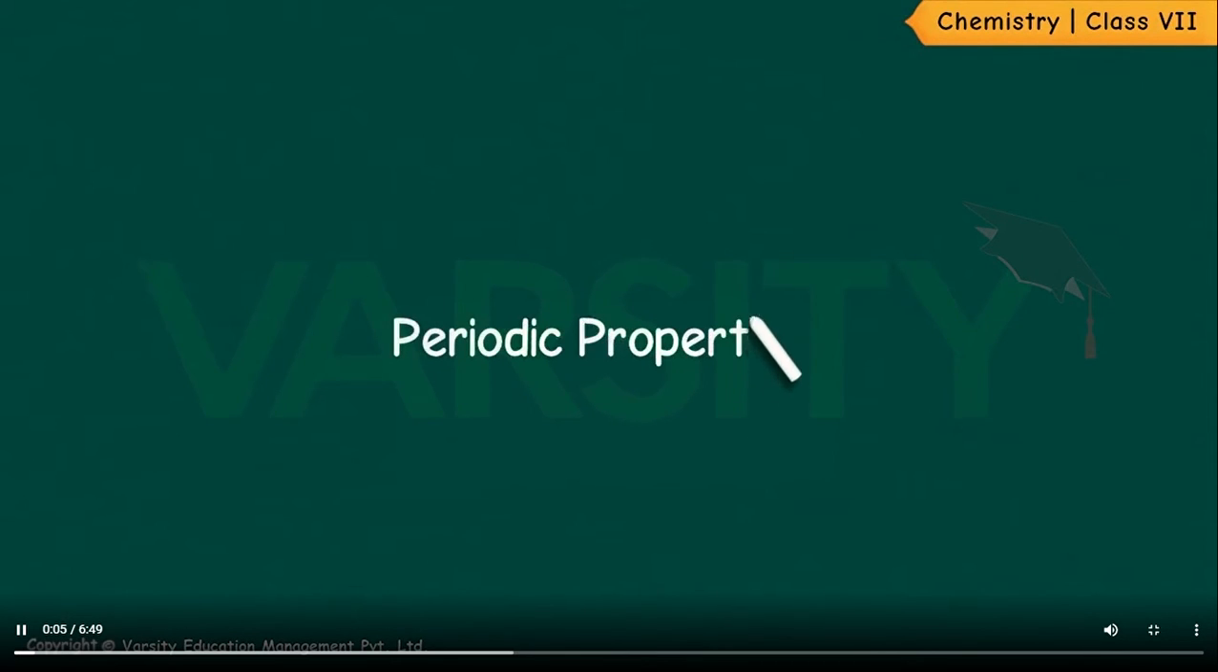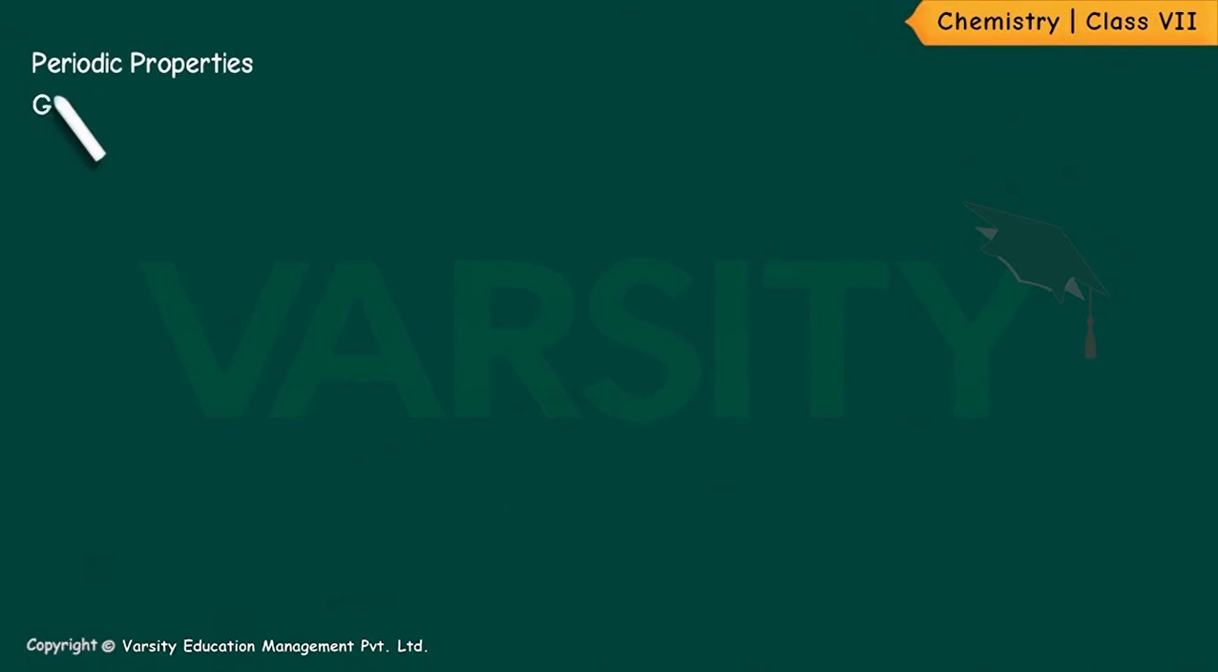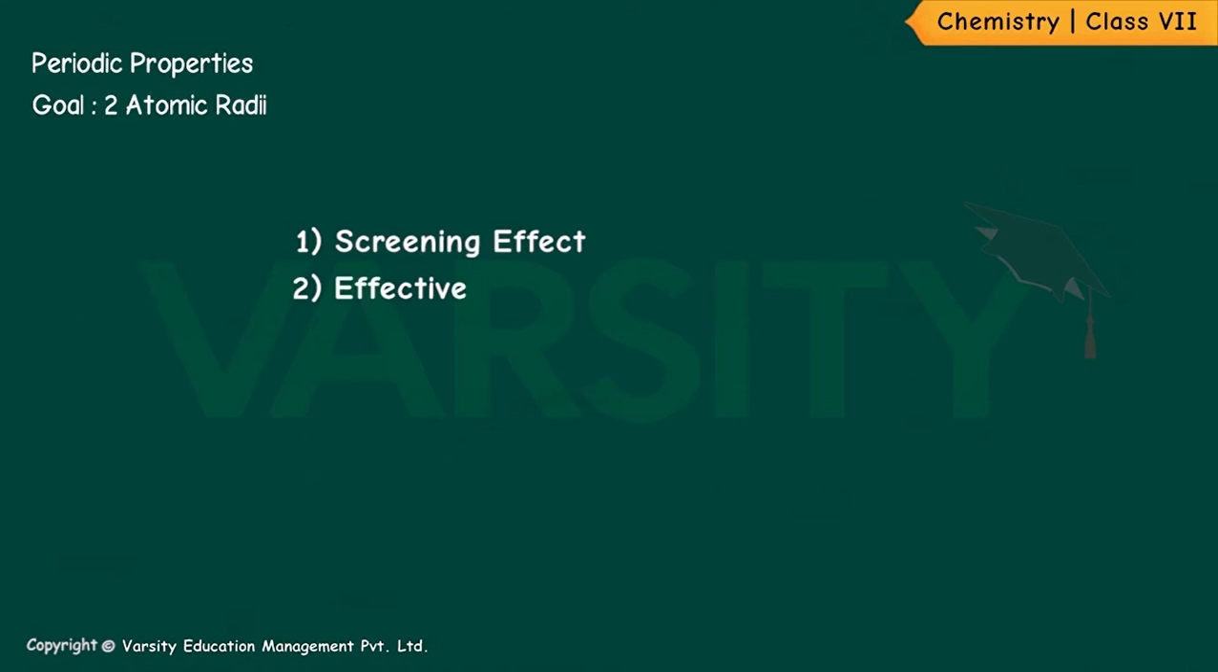Periodic properties. Goal number 2, atomic radii. We learnt the introduction and two important terms in a special way. First was screening effect, and the second was effective nuclear charge. With the help of these terms, we will start discussing the periodic properties.